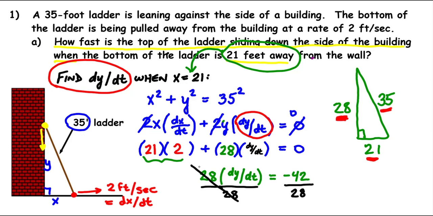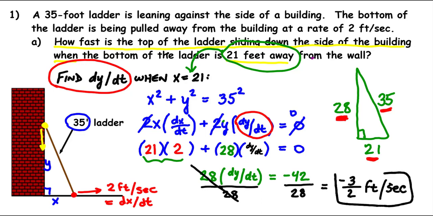And so dy/dt, which is how fast the y side's changing, which is how fast the top of the ladder is sliding down the side of the building, that's going to, let's see, we can divide them both by 14. That's going to be negative 3 halves, or negative 1.5. And of course, on these word problems, we always want to use units. In fact, a lot of times College Board will have a unit point. So it's negative 3 halves feet per second. And that'll be our answer to problem 1A.